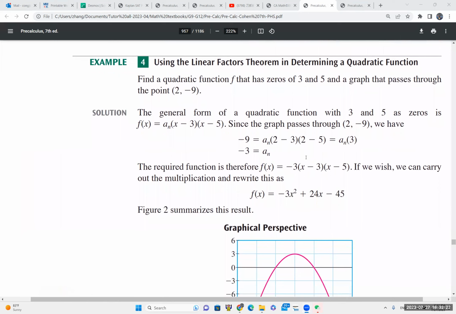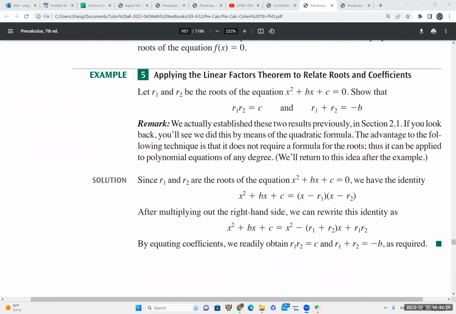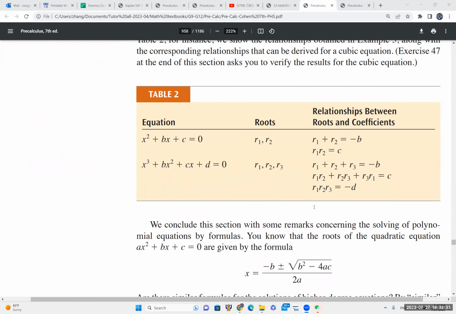Using the linear factors. Okay, we'll pass this. For a quadratic equation, there are two roots, and there is a relationship between roots and coefficients. The sum of these two roots is negative b, and the product is c, right? We also make use of this to factorize.